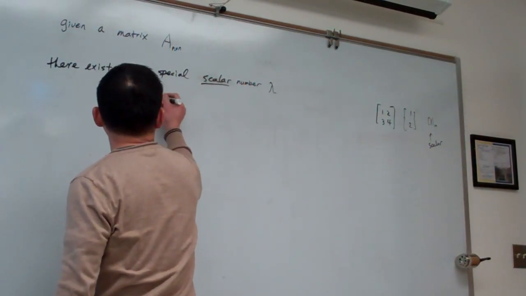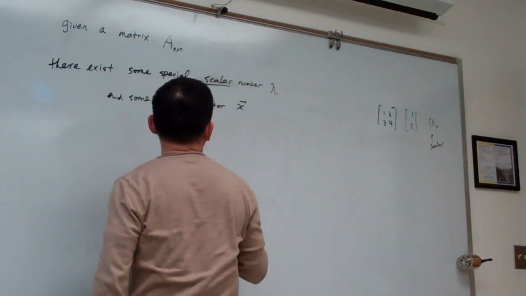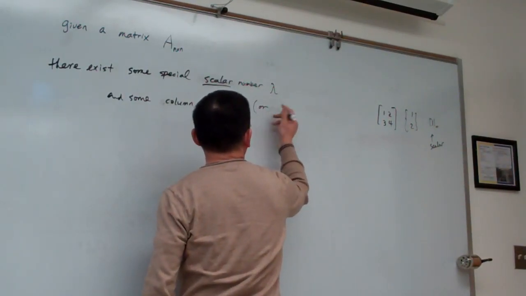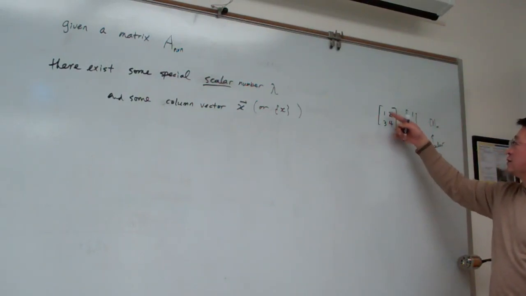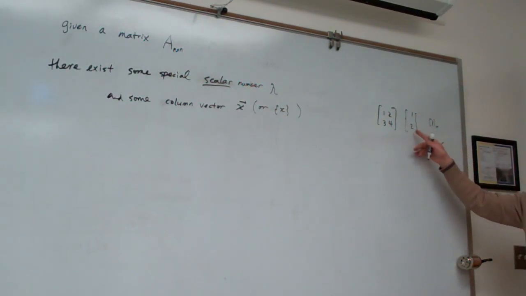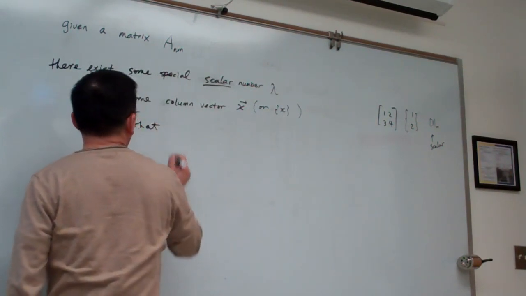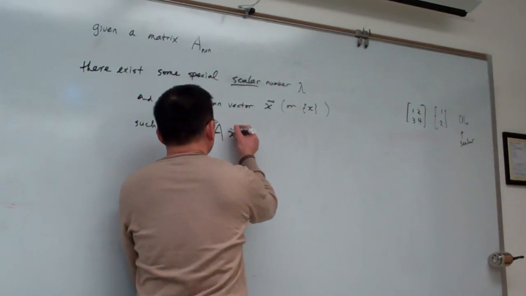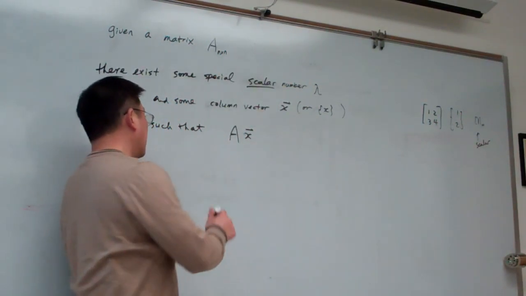and some column vector, x. Sometimes we use different notations. Here is my notation, also the textbook notation. They use square brackets for matrices and angle brackets for vectors. Okay. So such that this given matrix multiplied with such a special vector is simply something like this.